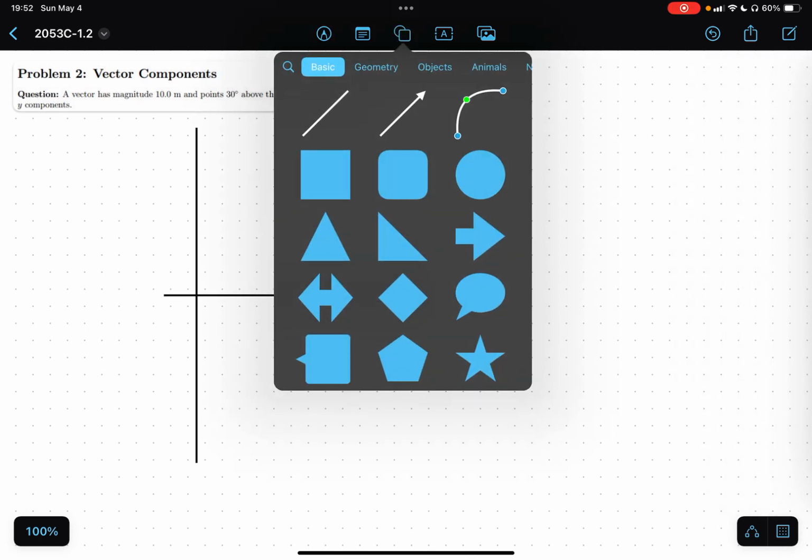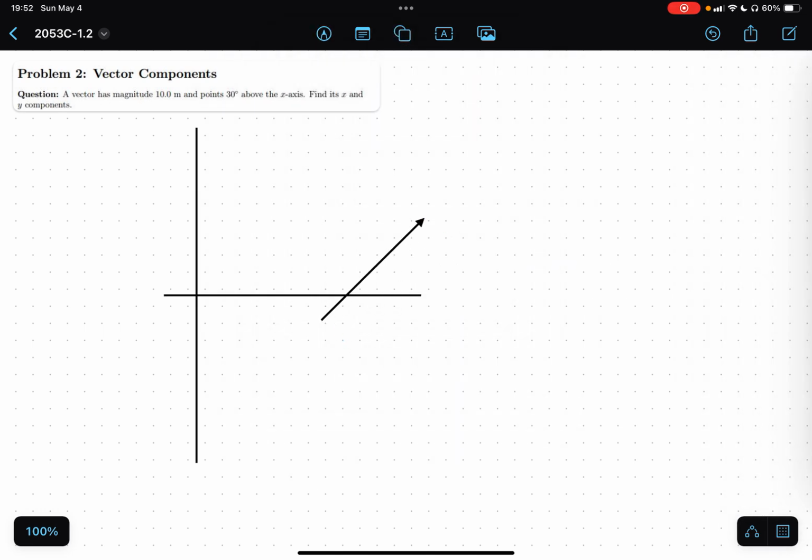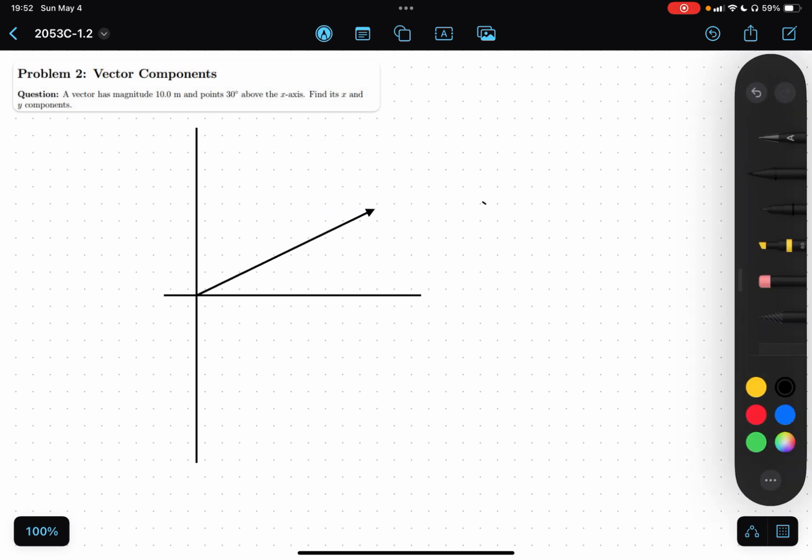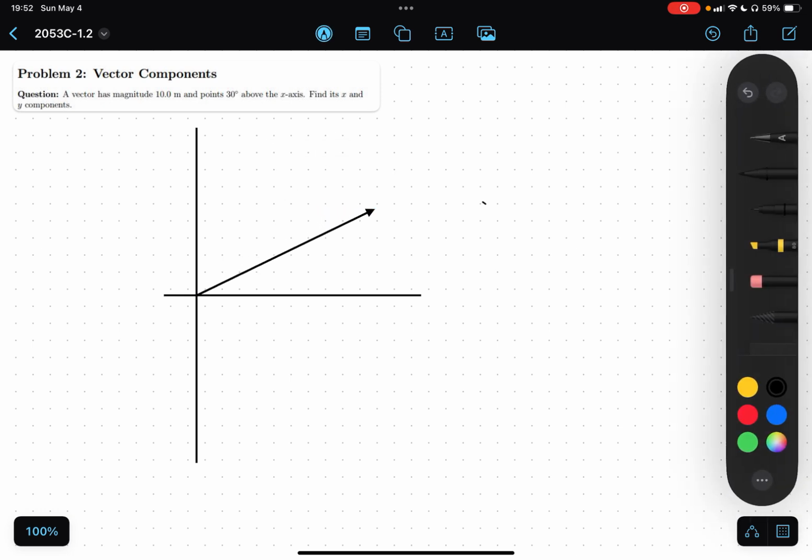What a vector is, is a value that represents both magnitude and direction. So what we have in this problem is a vector with a magnitude of 10, and it points 30 degrees above the x-axis. What that's going to look like is something like this, where we have a vector with a length of 10, and the angle above the x-axis is going to be 30 degrees.